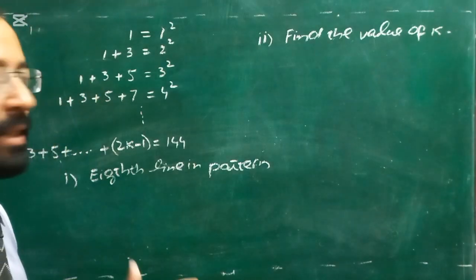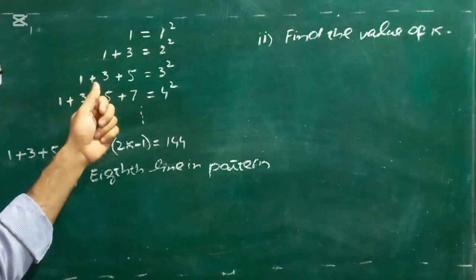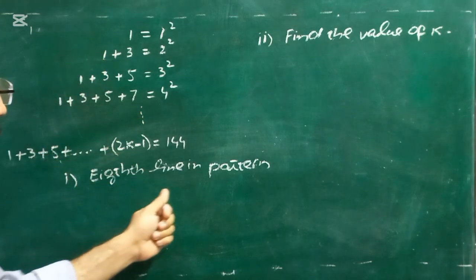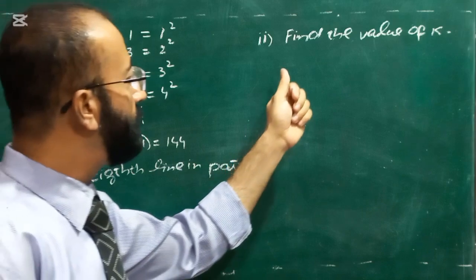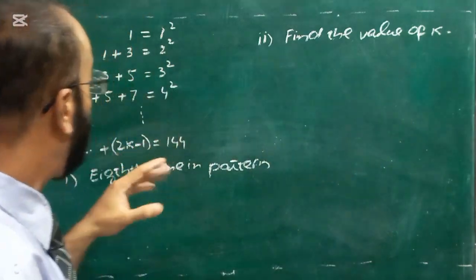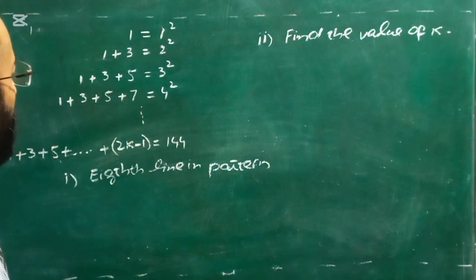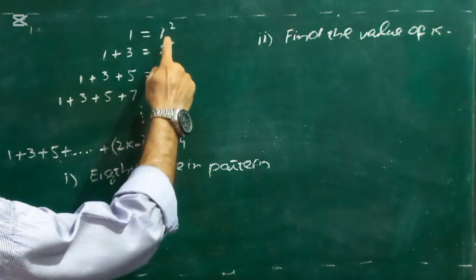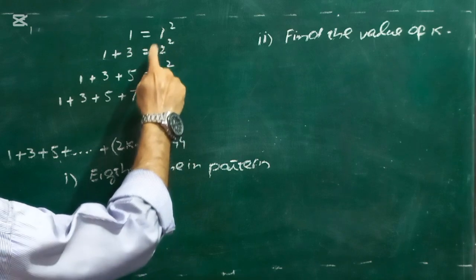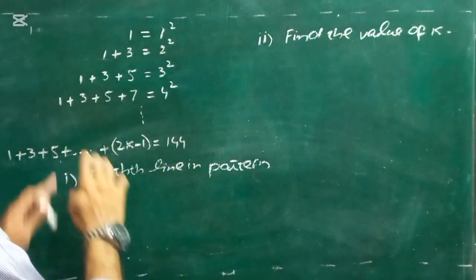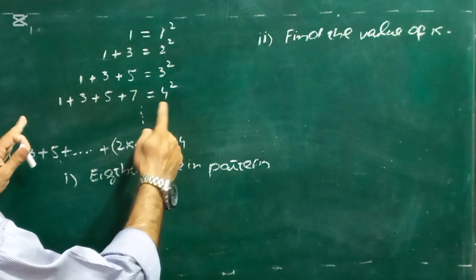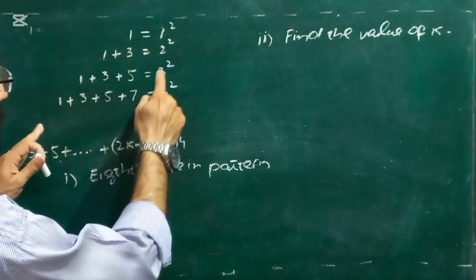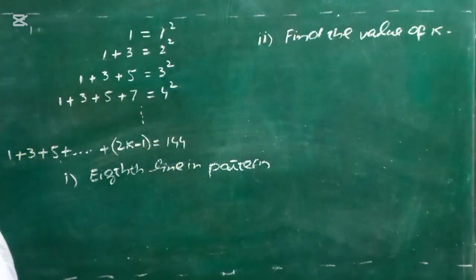Here is a question, and the statement of the question is: consider the pattern. So this is the pattern. The requirement is to find the 8th line in the pattern, and the second part is to find the value of k. Okay, first we will consider the pattern. If you see on the right side of every line, there are natural numbers whose squares are given: 1 square, 2 square, 3 square, 4 square, and whatever the number of the line is, that number's square is there. So first line 1 square, second line 2 square, third line 3 square, and so on.